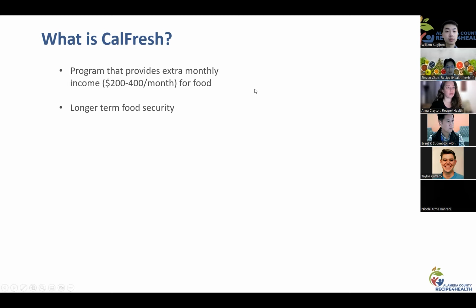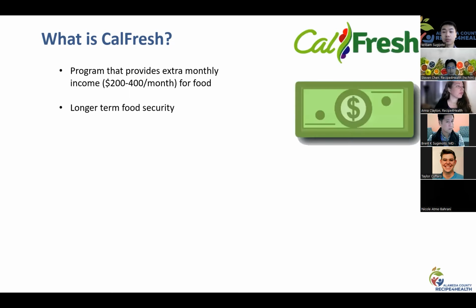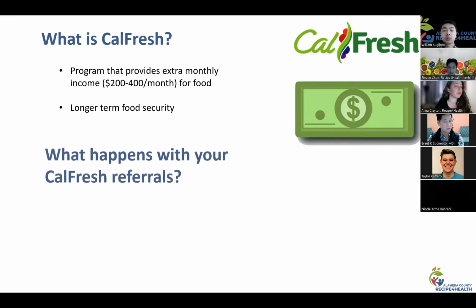We call it CalFresh. It's $200 to $400 a month, potentially. Sometimes less, depending on your income and all, for food that they can use to purchase other food. And it's a longer-term food security pathway beyond a prescription. So we are aware of that, and we're trying to integrate this. So we have a referral.